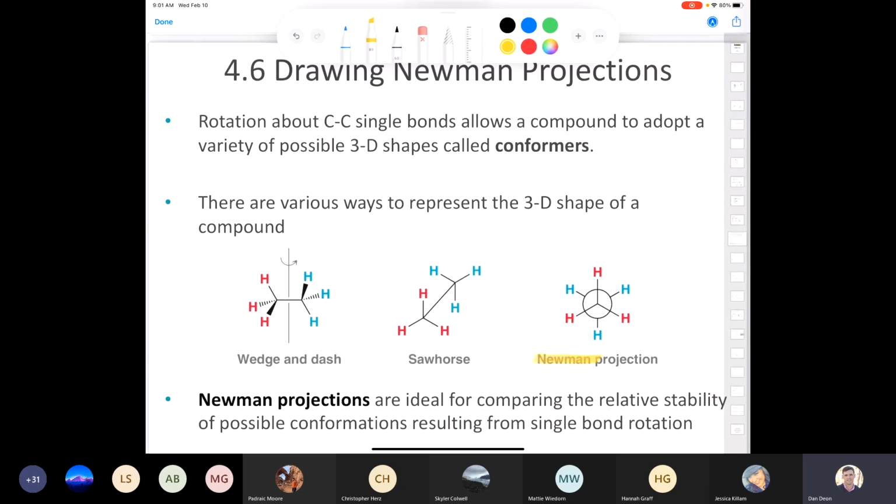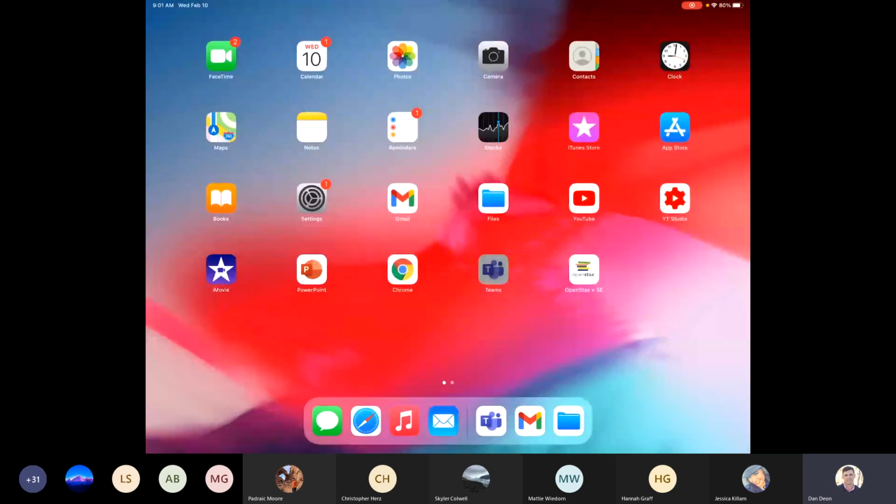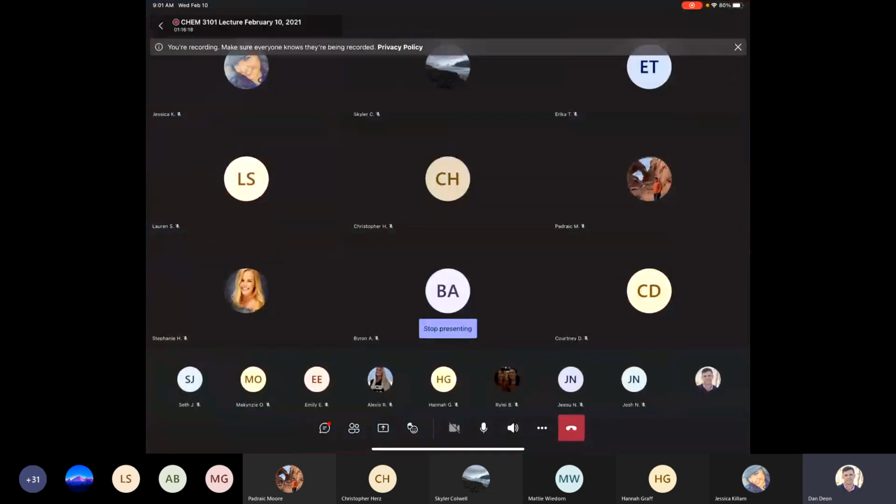Let me show you what a Newman projection is first, pardon my language, by going back to my camera here. All right, can you guys see? I have a model here. There's a light in the background. Come on. There we go. That looks a little bit better. So this is a model.